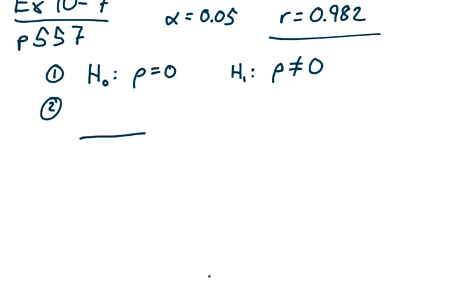So the next thing we're going to do here is say here is a sketch of our t distribution. We have degrees of freedom, which reminds us that this is t, not z. The sample size here was 6, so we have 6 minus 2, which is 4 degrees of freedom. And then we are using alpha equals 0.05, and it is a two-tailed test. So we would be in the same column as for a confidence interval with 95% confidence.